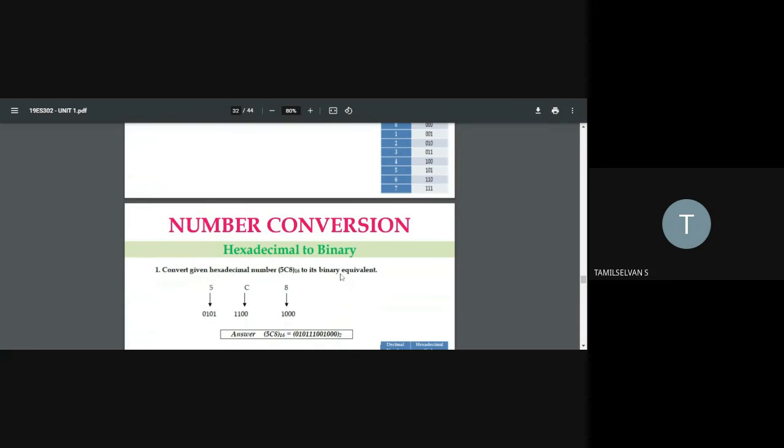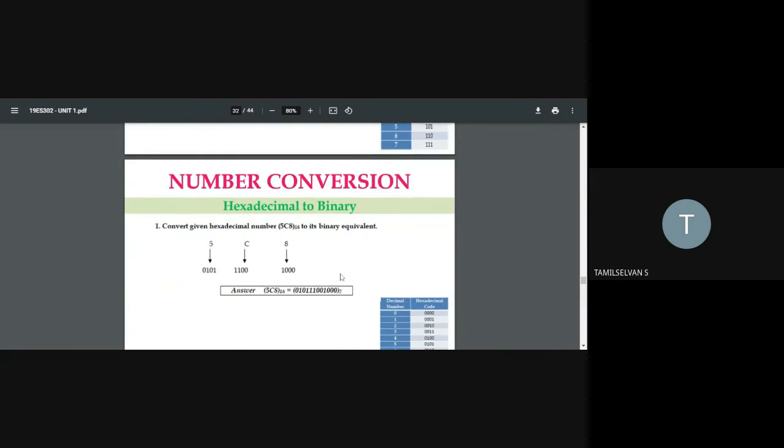Next conversion is hexadecimal to binary. I have already told you that there is a 4-bit binary value for each hexadecimal digit. We can go directly to an example for better understanding. First I choose 5C8, that is 5C8 to the base 16.